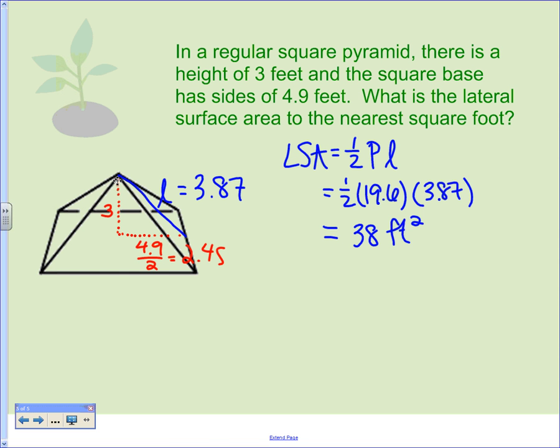Any questions on pyramids? Okay, go ahead and clear your desk for your test corrections.